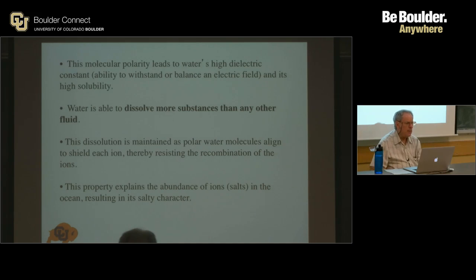It leads to the property that water is able to dissolve more substances than any other fluid. And you guys know this, right? I mean, we've learned it from when we were little kids. You mix everything with water, right? Even now we have latex paints, which is everything's diluted with water. So water is the best of any fluid to do that.